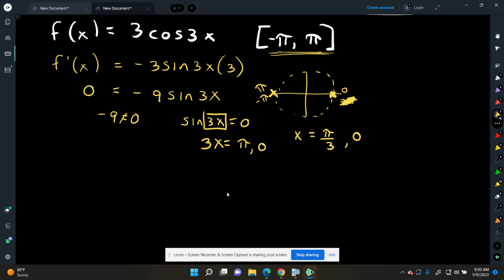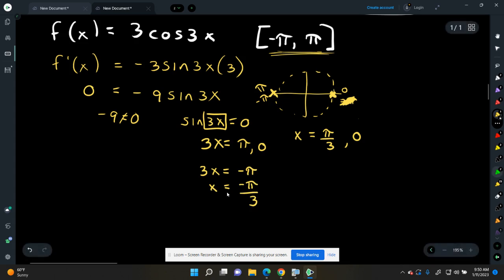And so up till now, I've been like, okay, it's the same thing as pi. I'm not worried about it. But when we consider the fact that we are then dividing by 3, right? So if 3x is equal to negative pi, then x is equal to negative pi over 3. Is negative pi over 3 the same thing as pi over 3? No. So I better include that negative pi over 3.